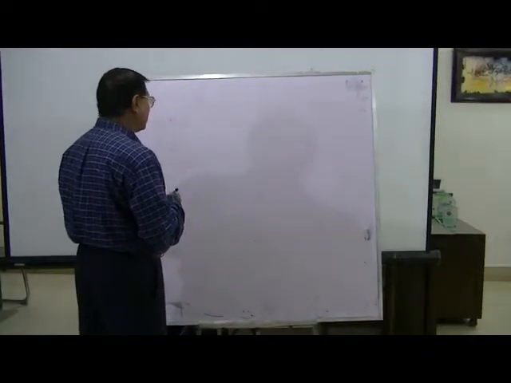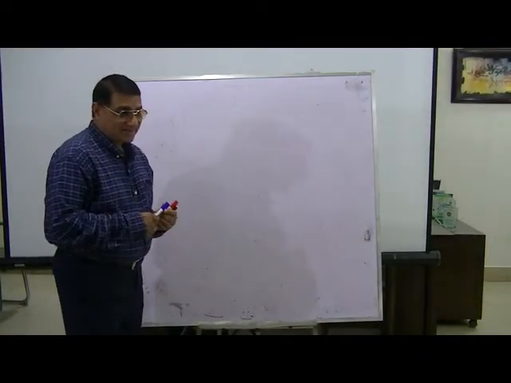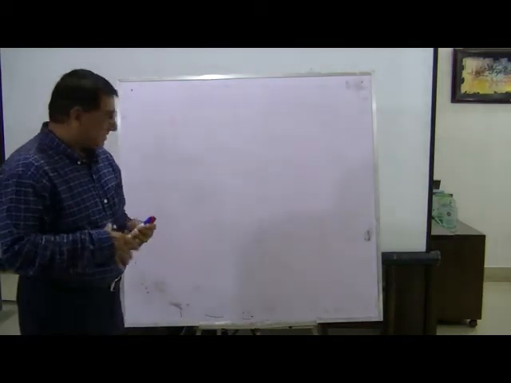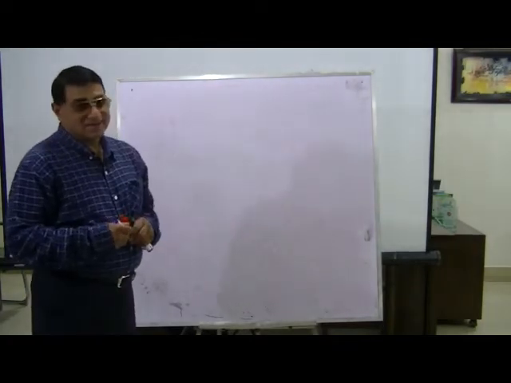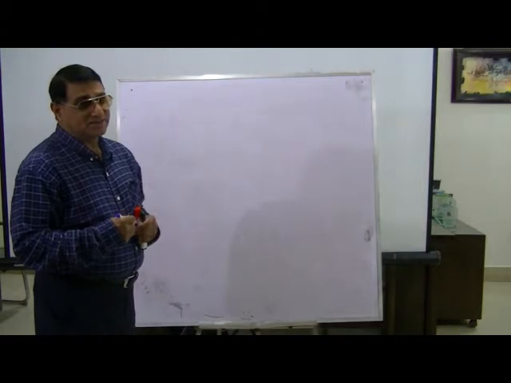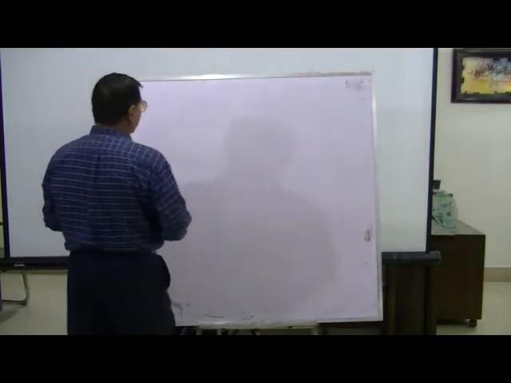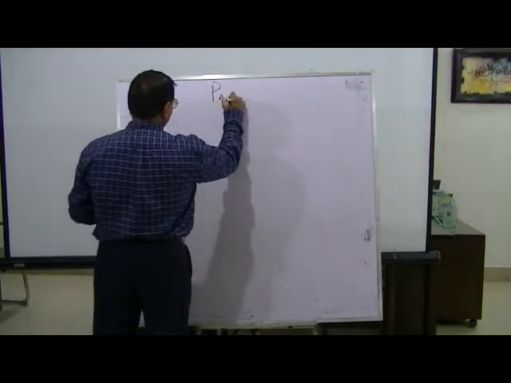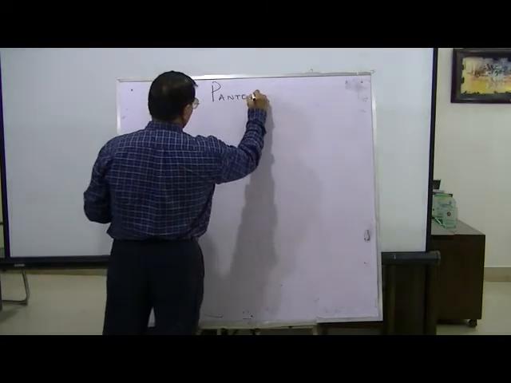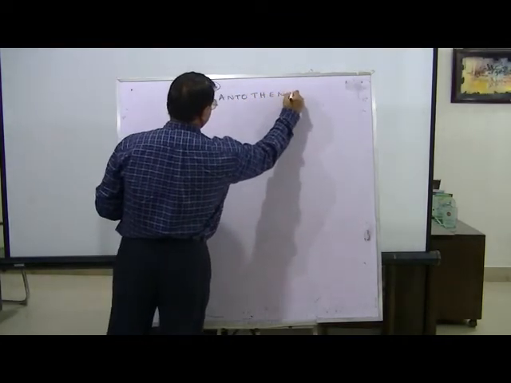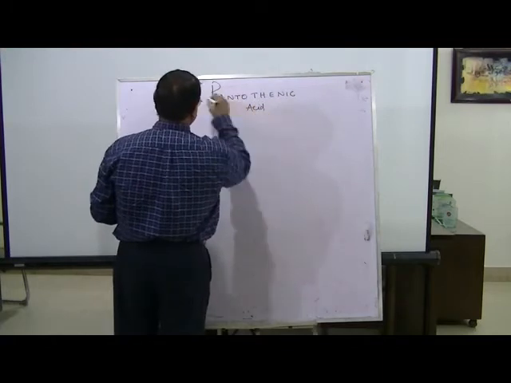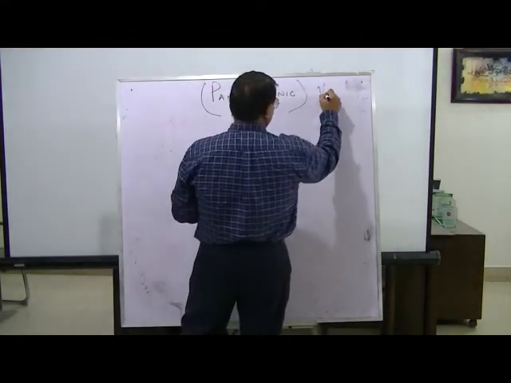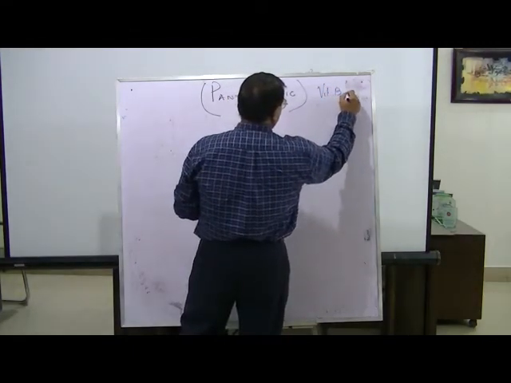Okay. Right. Today we are going to talk about one more B complex vitamin, the last one of it, because I think we have talked about most of the others. And the one that has been left over is pantothenic acid. This is called vitamin B5, pantothenic acid.